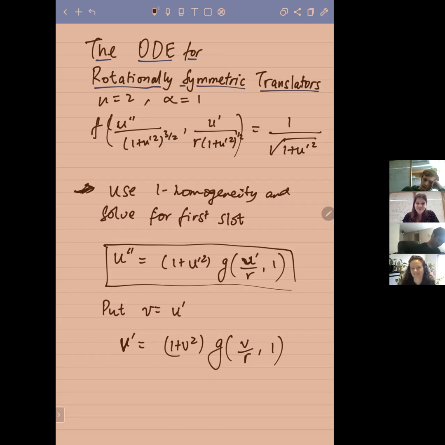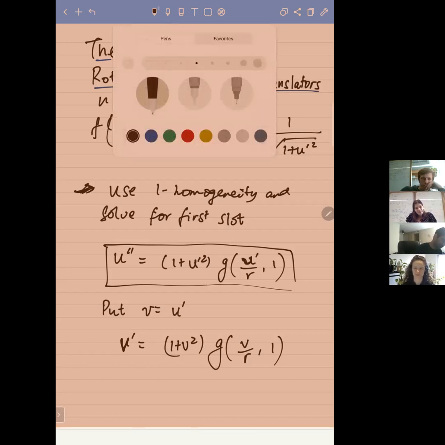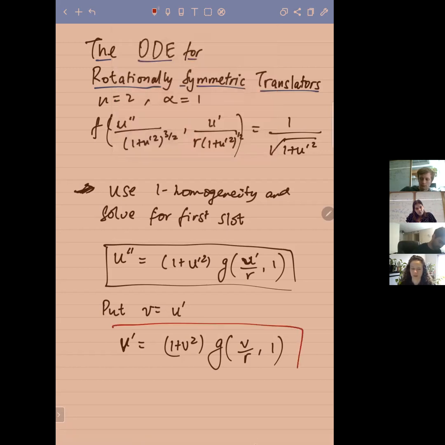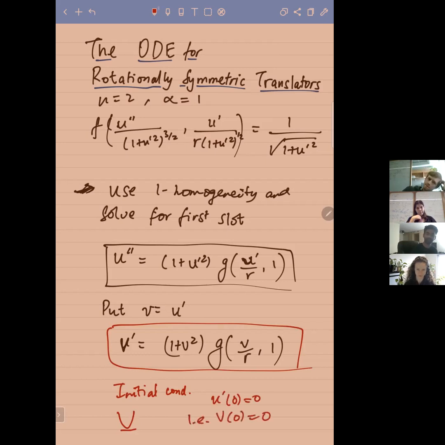Okay, so we just want to study this ODE. The initial condition I want, since I want the object to be of a bowl shape, I want u prime of 0 to be 0, which is just v of 0 is 0. Okay, so this is the initial condition I have. But note that this equation doesn't hold when I plug in v equals 0, r equals 0. So this equation has at least a coordinate singularity at the origin, right? So that's one of the problems you have.